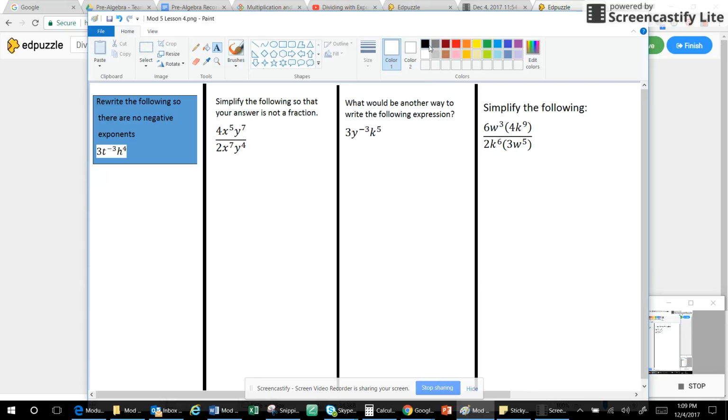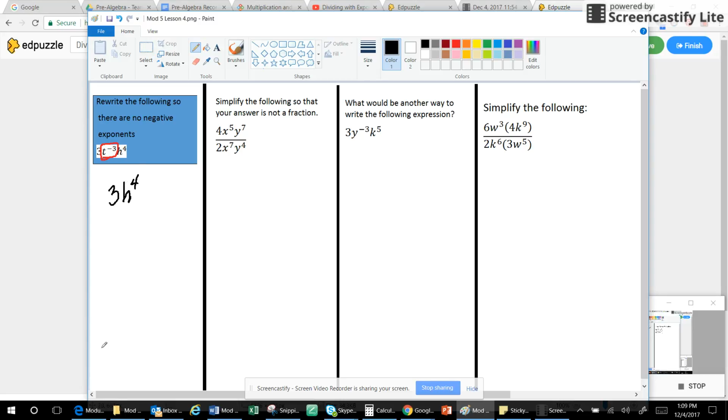So the problem wants us to rewrite the following so there are no negative exponents. And we see we have a negative exponent right there with t to the negative third. So what we want to do is see how do we rewrite this so that we get rid of that negative exponent. Well, the 3h to the fourth we don't have to worry about.